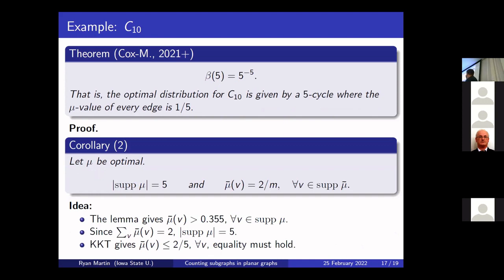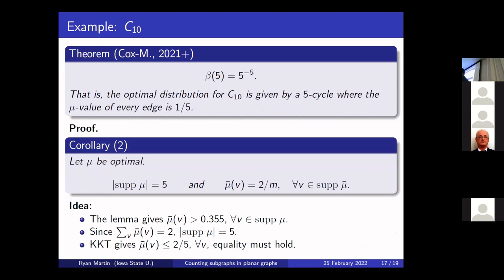And so the corollary of that ends up being that the support, the total number of vertices on which you have support, is 5, which is great. Now I only have 5 vertices to worry about. But then it also gives that the sum is 2 over m, which in this case is 5. It's not too hard to figure out that that implies that you're going to have 1/5 on each edge, on each edge of the cycle.